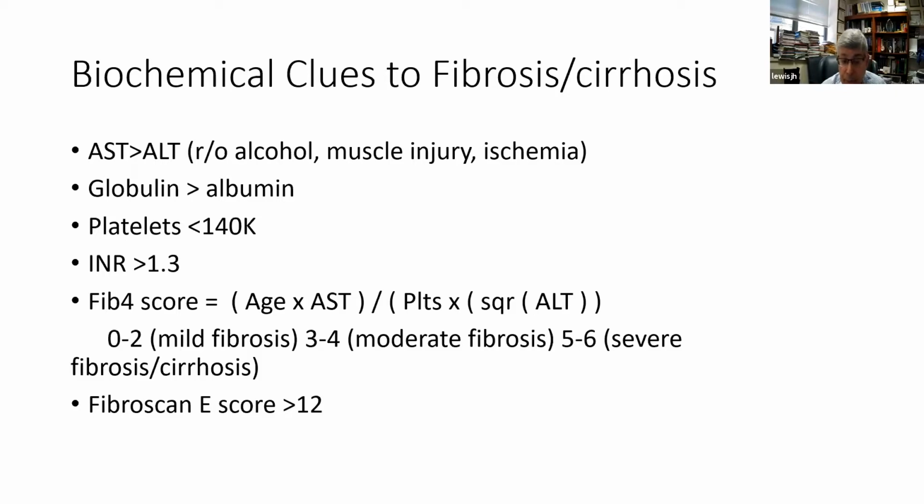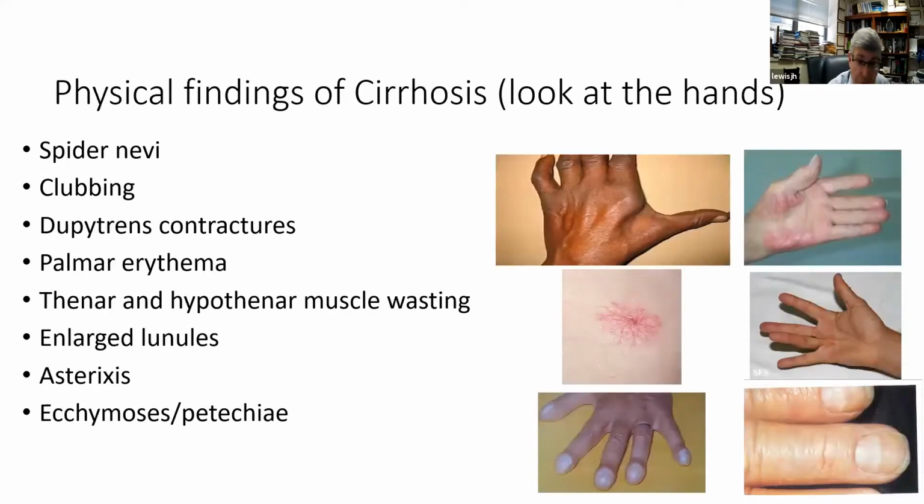You can do something with your calculator called a FIB-4 score, a fibrosis 4 score, which is based on your age, your AST, a platelet count, and the ALT. All of the calculators have this. You can just plug it in, and it gives you a fibrosis score, as you can see here. And in the clinic, we can do a FibroScan, and we get a fibrosis score, or what's called an E-score. If it's above 12, that usually means advanced fibrosis and possibly cirrhosis.